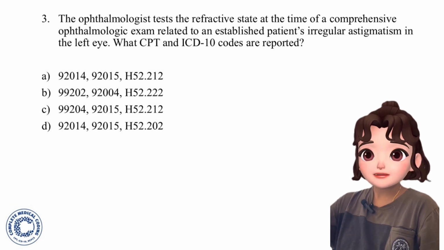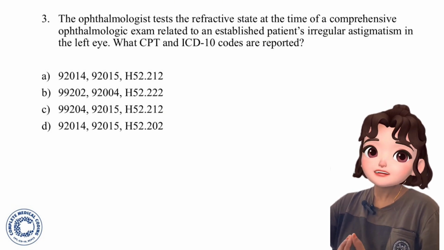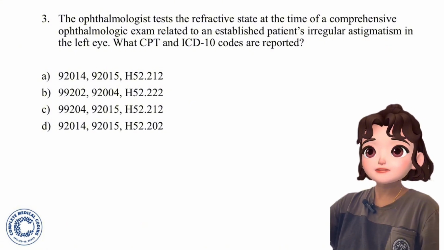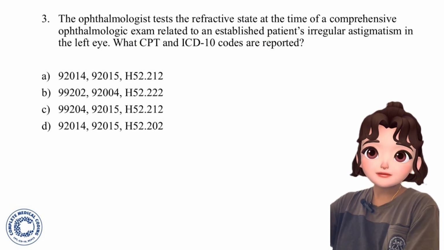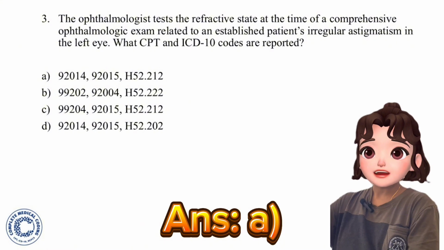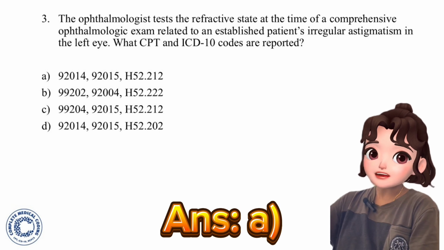So both are left eye. In our question, it is specifically mentioned as irregular astigmatism. So you have to go for H52.212, which makes our answer option A. The answer is option A: 92014, 92015, and then H52.212 for the ICD code.